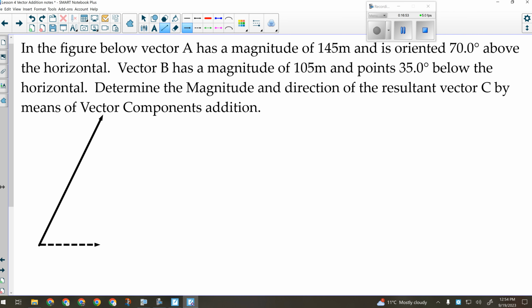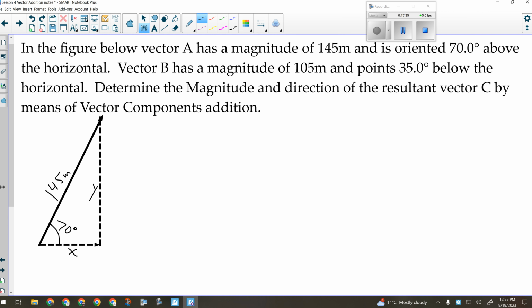Okay, and then I'm going to draw in another one of these. All right, so now I've got my first triangle in there. I'm going to say that this angle here is 70 degrees. This is 145 meters long. Okay, is this side X or Y? This is X because it's the horizontal side. And that would make obviously this side Y. Okay, so that's my first vector.